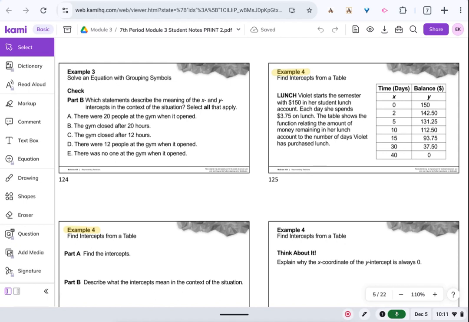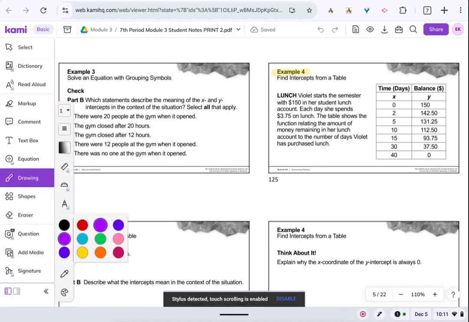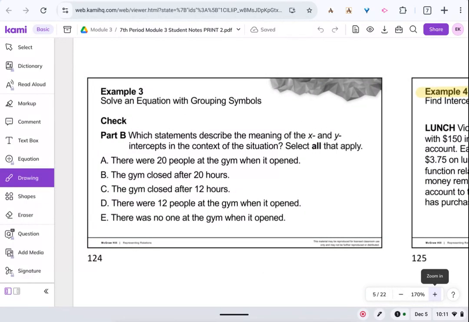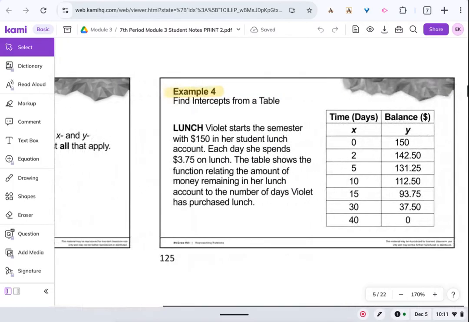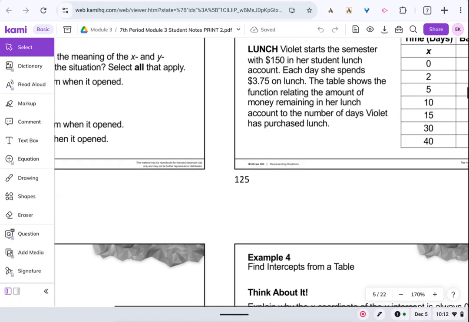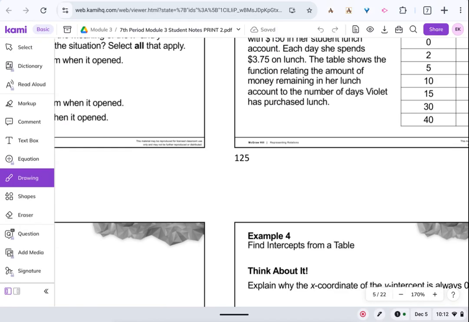Alrighty, so we're going to go ahead and skip ahead a little bit, and we're going to look at slide 125 is where we're going to be starting. So these ones we're looking at tables now instead of graphs. We're still going to be identifying the x and y intercepts, and then we're actually going to discuss what these things mean. So slide 125 and 126 actually go together. So these two go together.